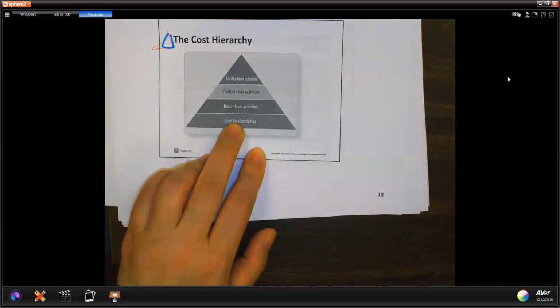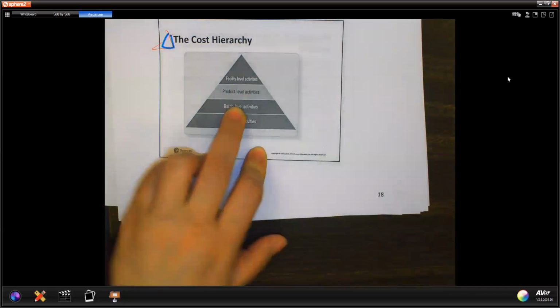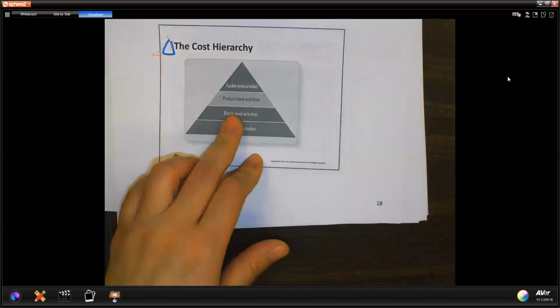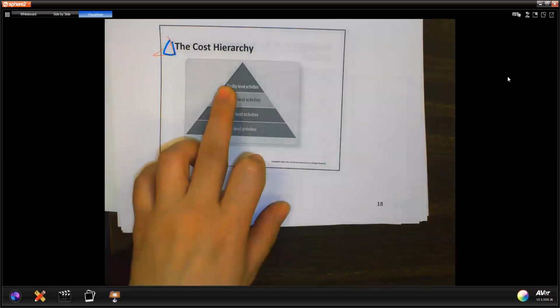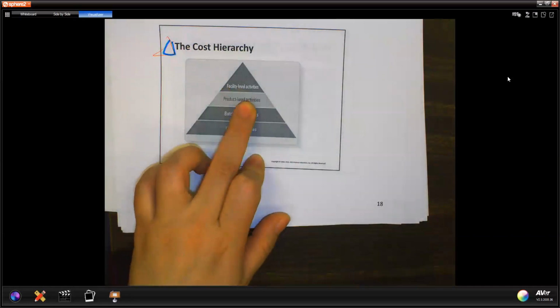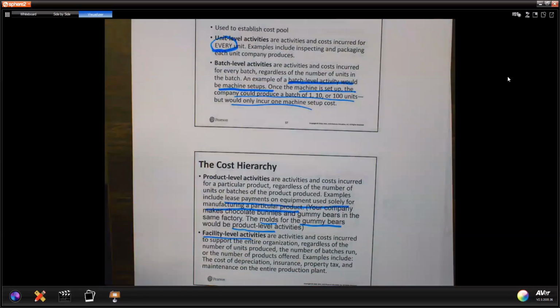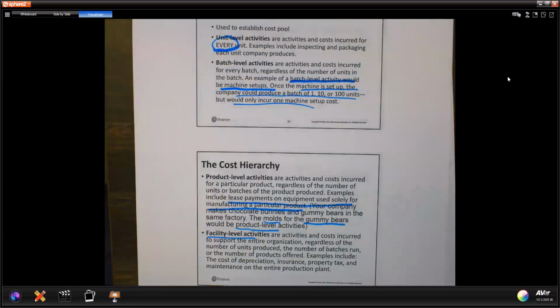One very typical example is machine setup. When you set up a machine, you can make 10 pencils. Third is product level. You lease a specific piece of equipment for one specific product, then that is product level. The highest level is facility level, so no matter how many units or batches, like facility insurance, that is facility level. So make sure you know these four levels. And then here is a specific example for each level. Okay.